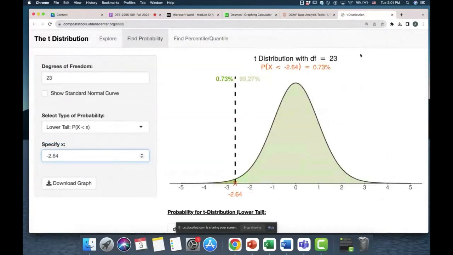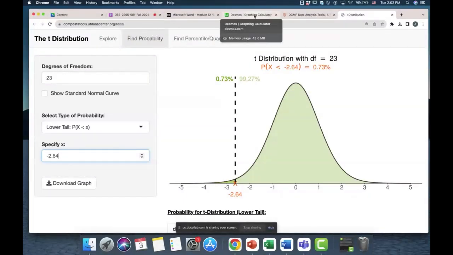Okay, so we're getting a p-value here of 0.73%. This left tail area is the p-value, which is 0.73%, which is very low. That's less than 1%. So we can see that the sample mean that we have in this particular hypothesis test is very, very unlikely if the population mean is truly 25.4.